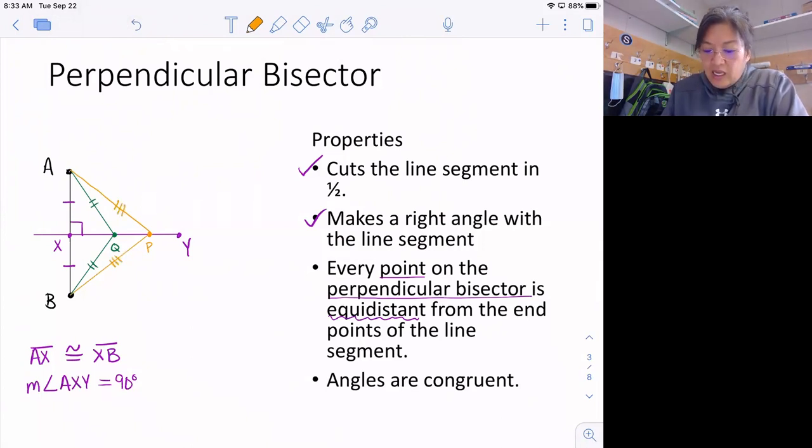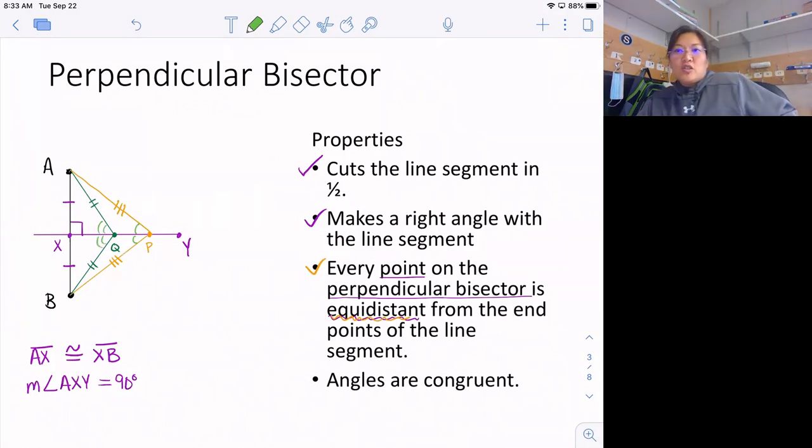Now, is AP congruent to AQ? No, they're not. Notice the lines that I drew. I did draw them differently so that we could tell that they were not congruent. So that's what this means: every point on the perpendicular bisector is equidistant, meaning the same, from the endpoints of the line segment. The other thing that happens is that these angles end up being congruent to each other because we cut it in half. So hopefully that makes some sense.